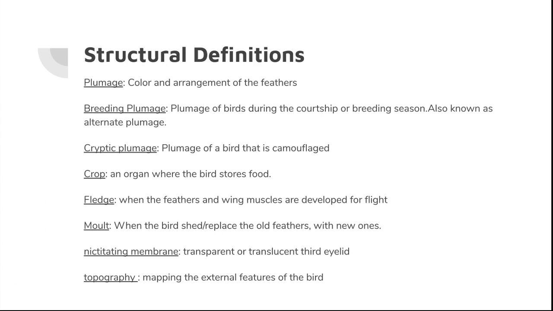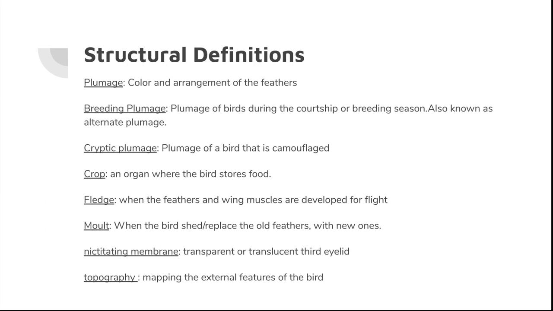Okay, let's work on structural definitions. Okay, so plumage is the color and arrangement of the feathers. I feel like that's pretty self-explanatory. It's just the feather type and the color and arrangement. Now, breeding plumage is the plumage of birds during the courtship or breeding season, also known as alternate plumage. It's in the breeding season because the males need to attract the females. That's why males usually have more colorful plumage than females.